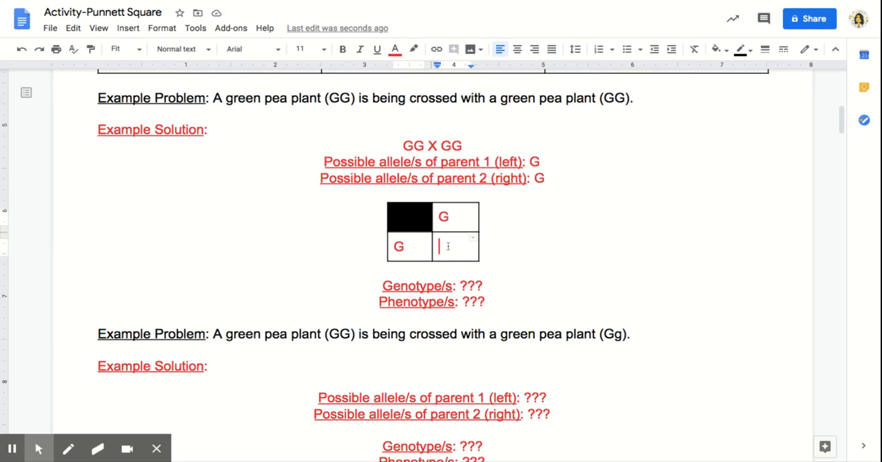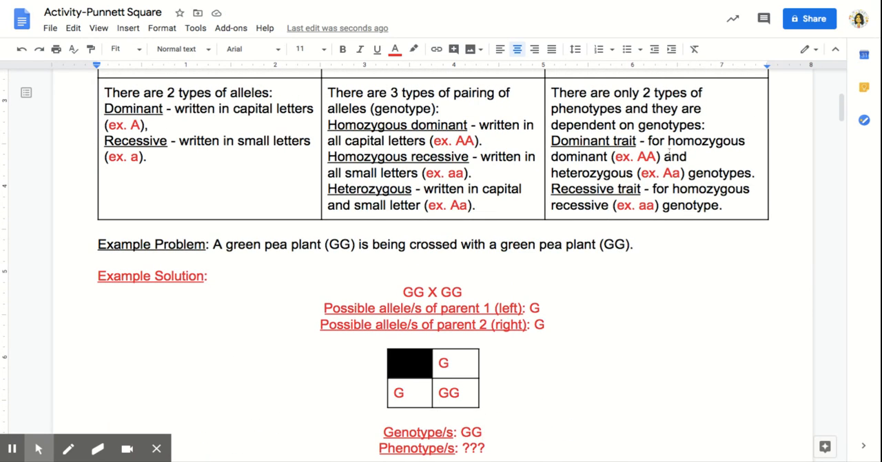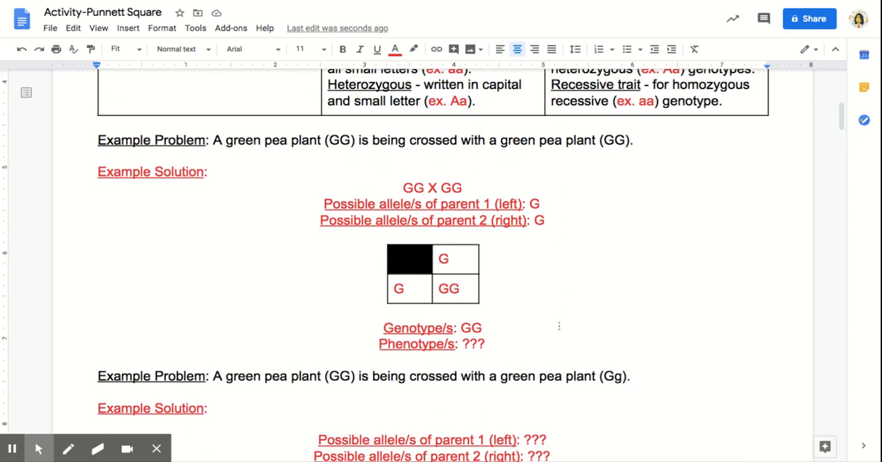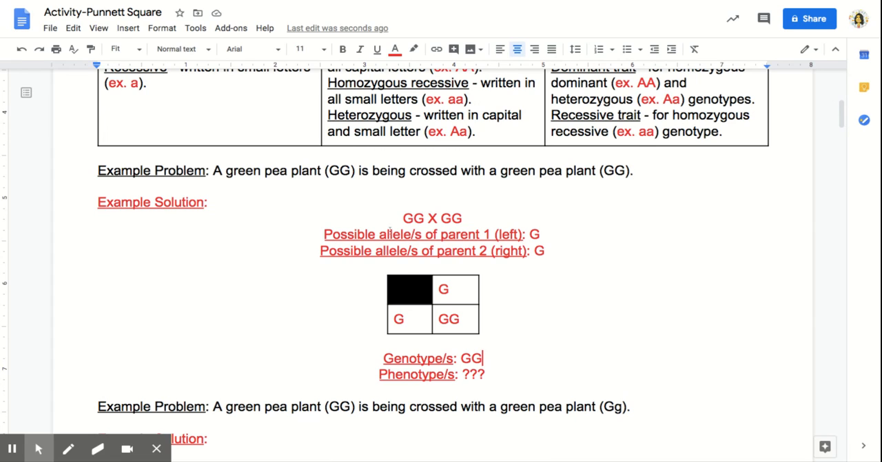So when you pair this up, what you will have is two dominant alleles, which is homozygous dominant. So the genotype is only homozygous dominant. And since this is all capital letters, the phenotype is the dominant trait. So how do we know which one is dominant? Since the color of the dominant is green, then this should also be a green pea plant.